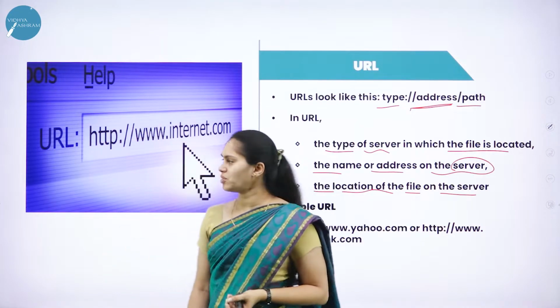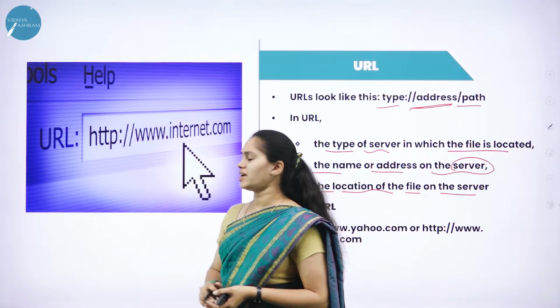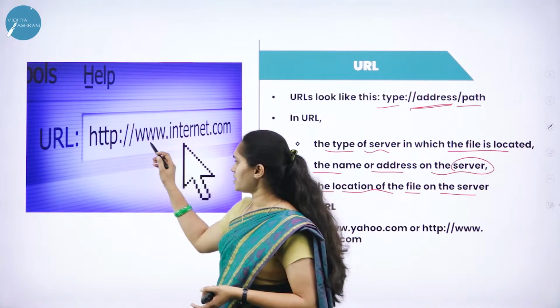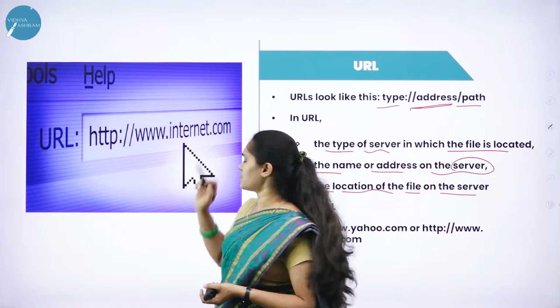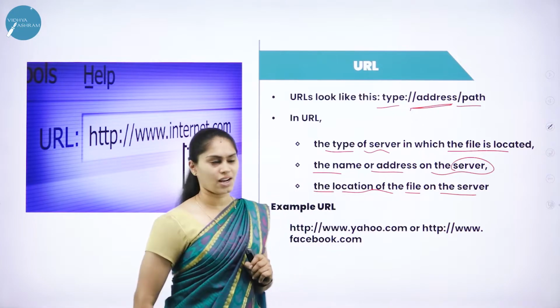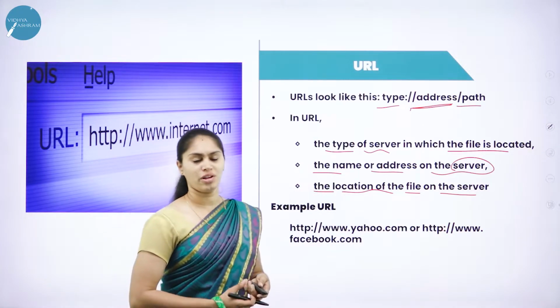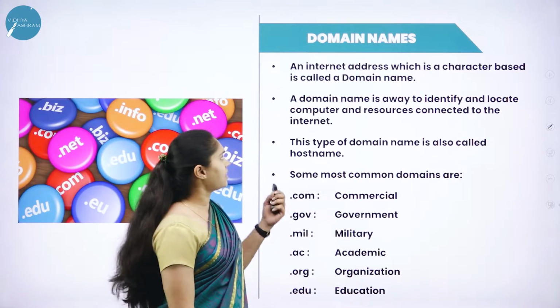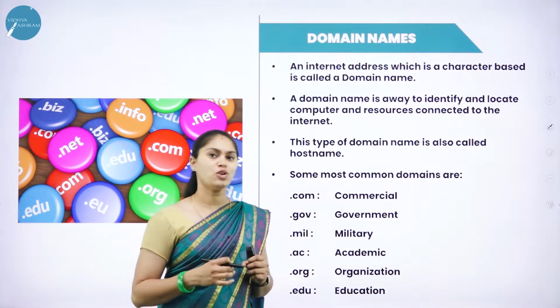Well, here we also have an example. This specifies the type, this specifies the address, and this specifies the path. This is related to what? URL, or Uniform Resource Locator. We'll see the next topic, which is related to domain.